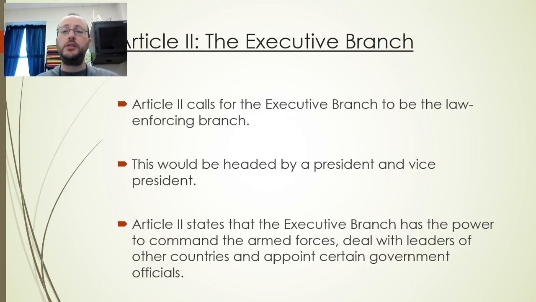This will be headed up by the president and vice president. And Article 2 states that the executive branch has the power to command the armed forces, deal with leaders of other countries, and appoint certain government officials. So the president and vice president's job is to make sure the laws are being enforced. The legislative branch makes the laws, the executive branch enforces the laws.